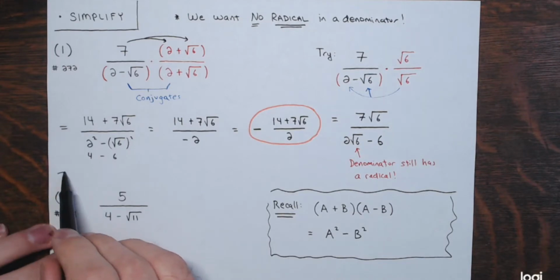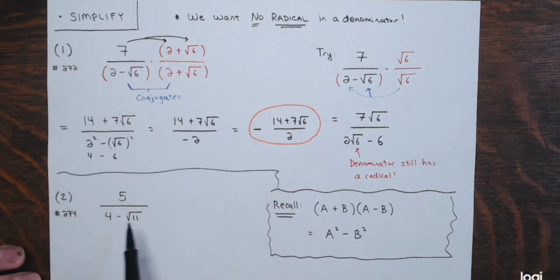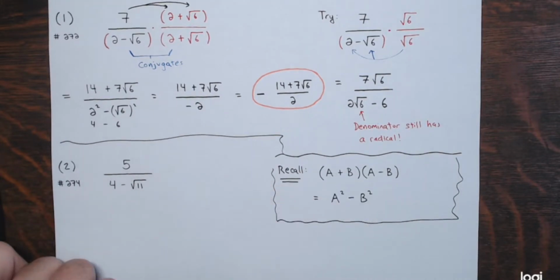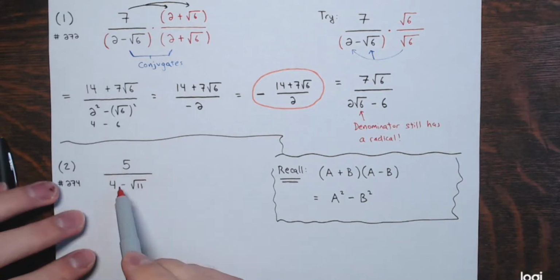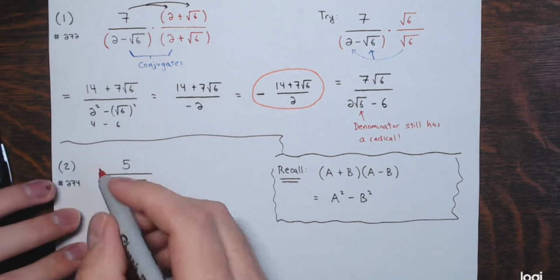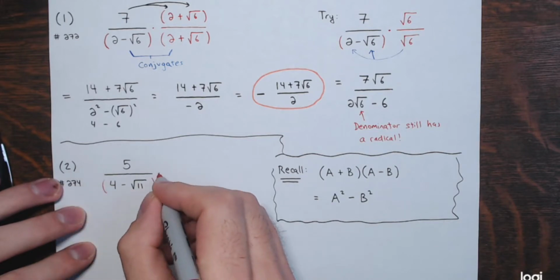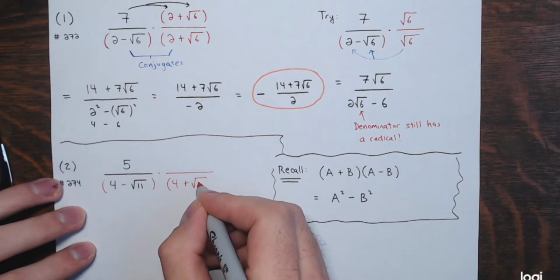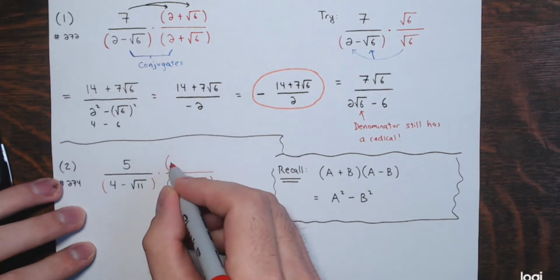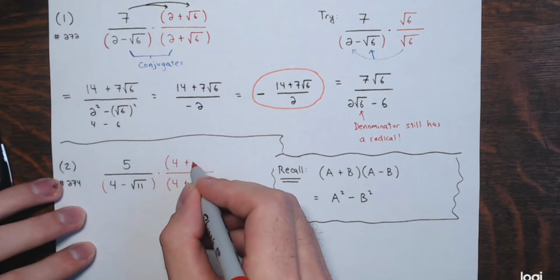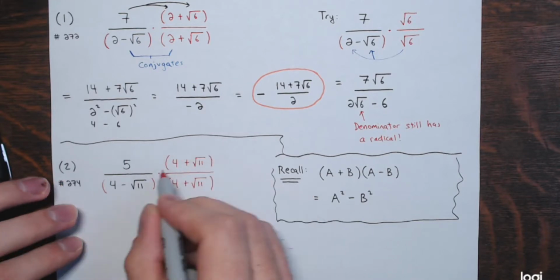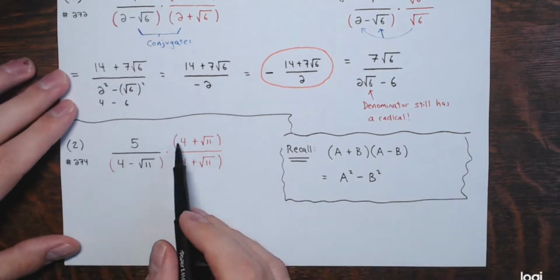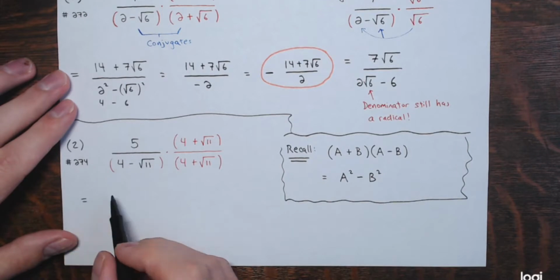Alright, so same thing for number 2. Number 2 is number 274 in the text. Got 5 divided by 4 minus the square root of 11. I'm going to multiply the numerator and denominator by 4 plus the square root of 11, right? It's the conjugate of the denominator. At this time, instead of multiplying the numerator, because I want to simplify the fraction at the end anyway, I'll keep the numerator factored for now and see if we have any common factors at the end.